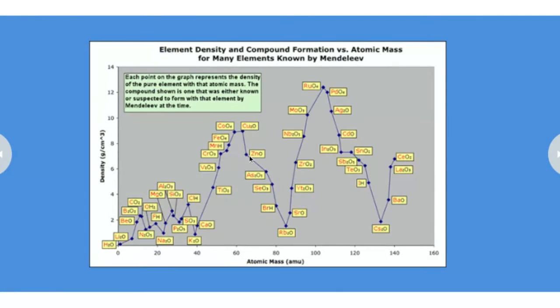Here's zinc, and here's arsenic. You can see it's a pretty big jump in mass. So he predicted 2 elements between zinc and arsenic. And he predicted the density just basically as a straight line interpolation. Where would the density be?